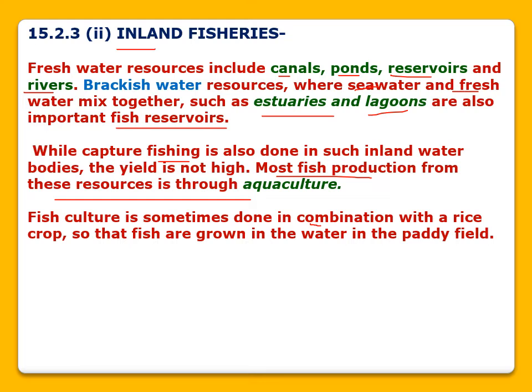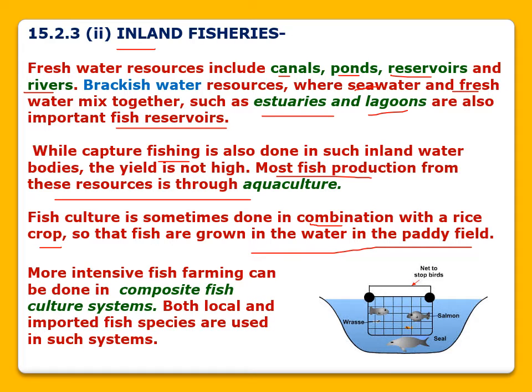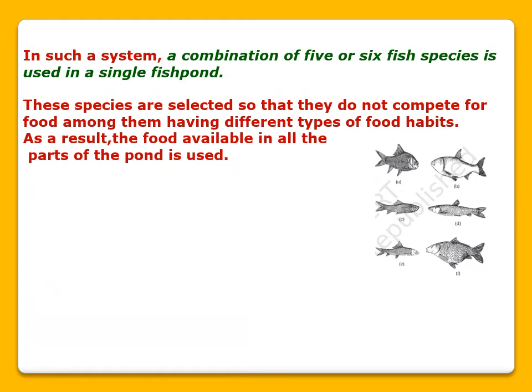Fish culture is sometimes done in combination with a rice crop so that fish are grown in the water in the paddy field. More intensive fish farming can be done in a composite fish culture system. Both local and imported fish species are used in such systems. What happens in a composite fish culture system? In such a system, a combination of 5 or 6 fish species is used in a single fish pond. These species are selected so that they do not compete for food among them, having different types of food habits. As a result, the food available in all the parts of the pond is used.